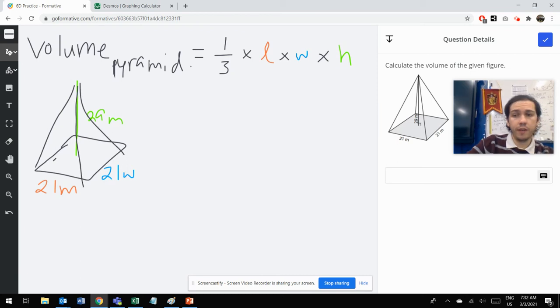Each side kind of goes there. That's a great pyramid, Mr. Elkins. Great job.